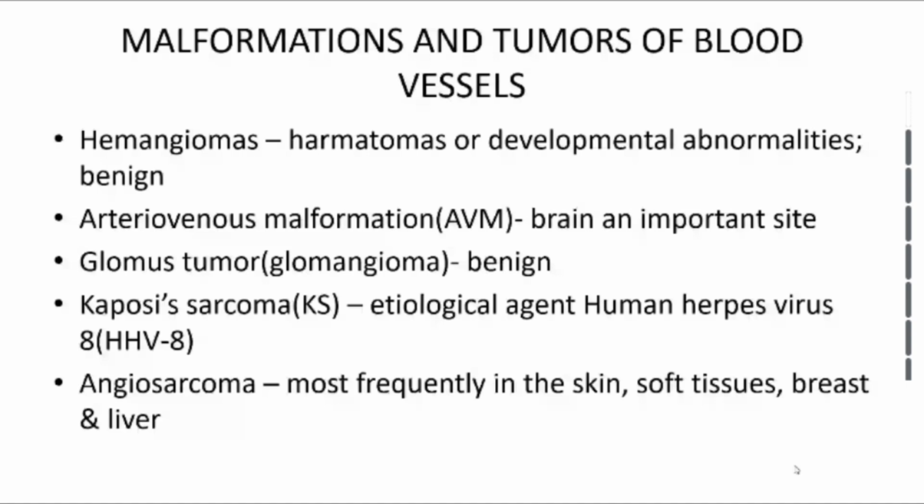Then we have Kaposi's sarcoma, which we can call KS. The etiological agent is human herpes virus 8, HHV-8. There are many variants of human herpes virus, and that is one of the things that causes Kaposi's sarcoma. And actually, Kaposi's sarcoma, when HIV came to knowledge in the 80s, I think, was one of what we call AIDS-defining diseases.